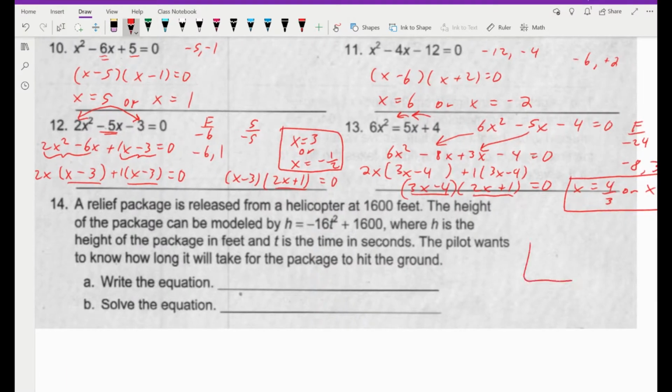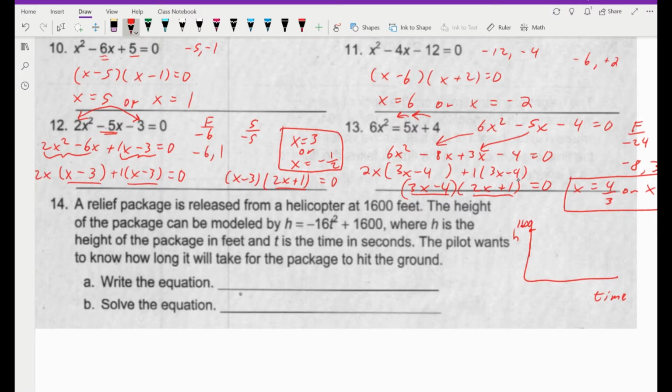If we were to have it do a graph here, always remember that time is almost always on the x-axis, also known as the independent axis. And the height here is a function of the time. If we were to graph this equation, we could find the y-intercept first by plugging in 0 for t, and we get h is equal to 1,600. So this is the starting height of 1,600.